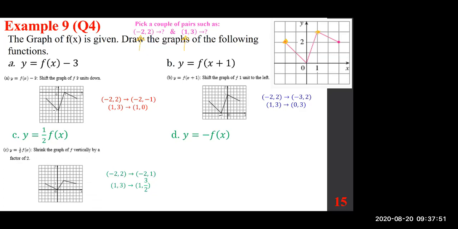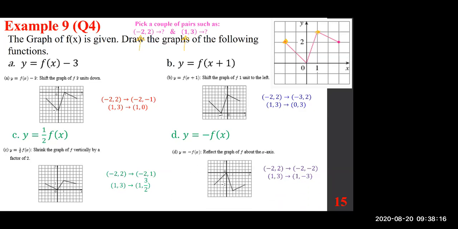Here's the graph. For part D, x doesn't change, but negative is in front of f, and the y gets multiplied by -1. So the first pair, -2, comma 2, changes to -2, -2. The second one, 1, 3, becomes 1, comma -3. And there you have your graph.